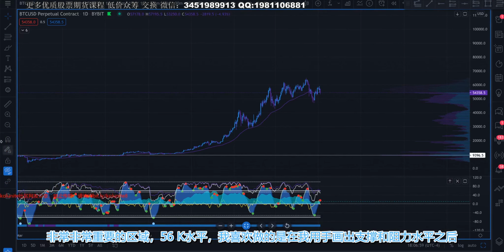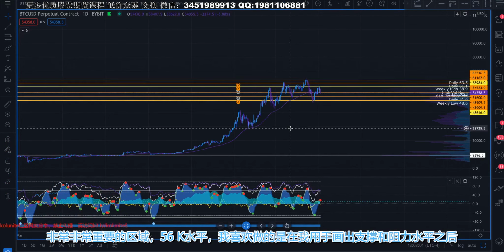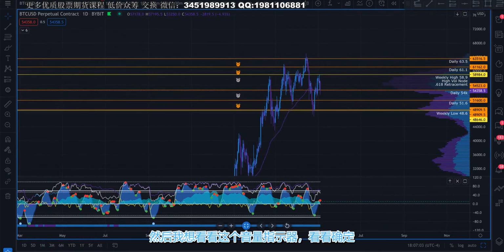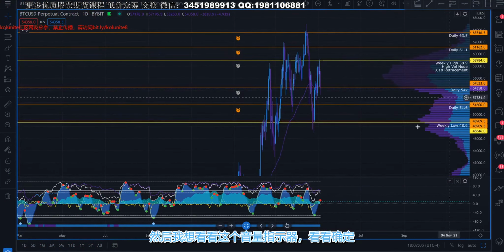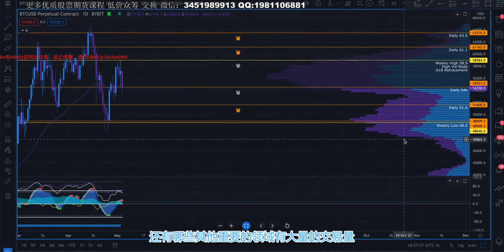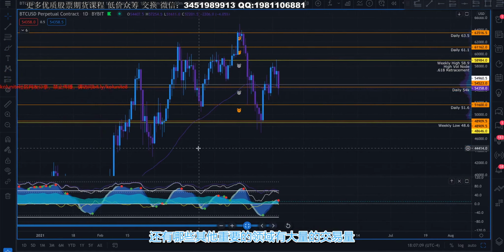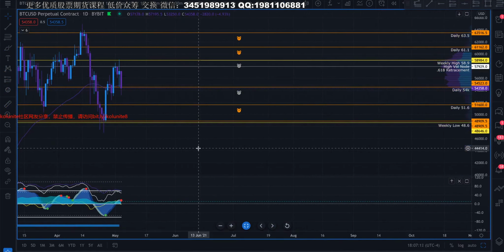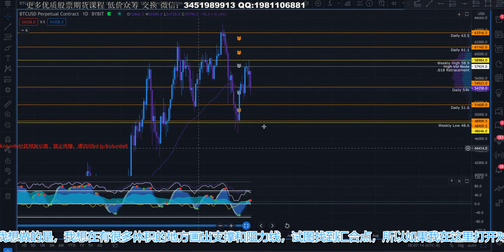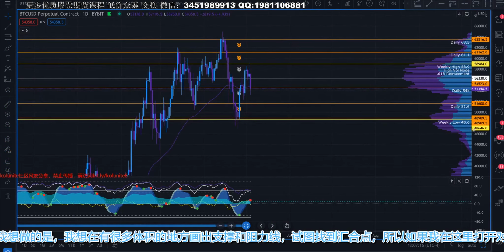And what I like to do is, after I draw my levels of support and resistance by hand, I then look at this volume indicator and see, okay, what are some other significant areas where there was lots of high volume being traded? And then I draw lines of support and resistance where there was a lot of volume to try and find confluence.